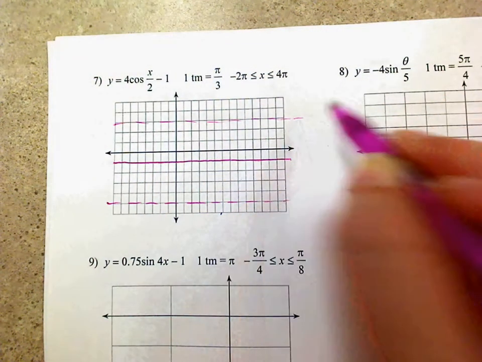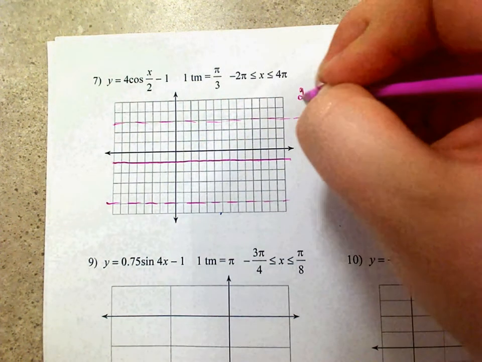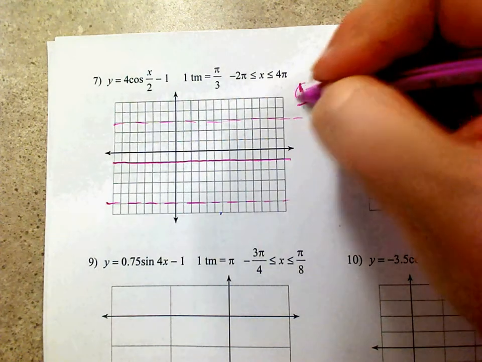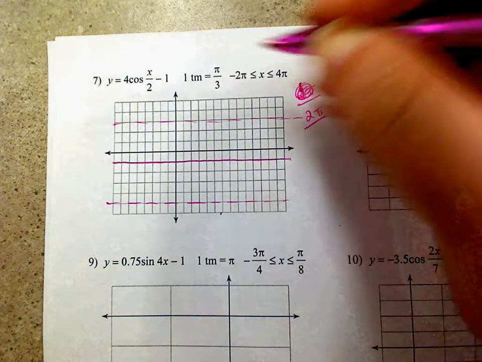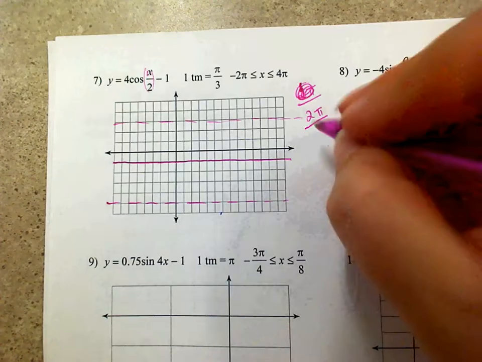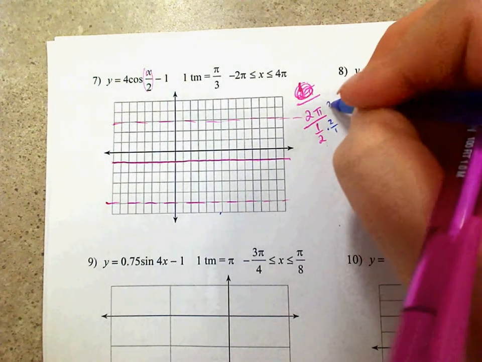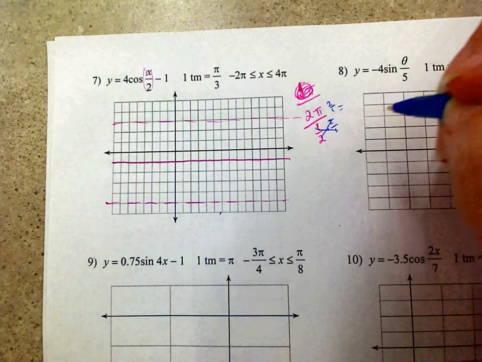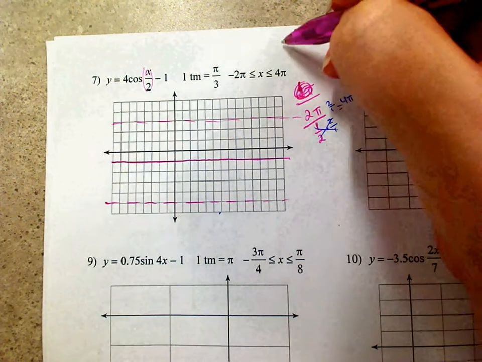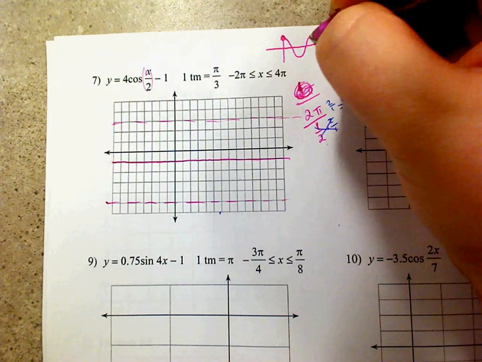I need to figure out the period. 2 pi divided by the number in front of x, which is, in this case, 1/2. And dividing by 1/2 is the same thing as multiplying by 2. So 2 pi times 2 is 4 pi. Okay, it's a cosine wave, and I know cosine waves start like this, and then they go back up to the top. And we're going to label that as 4 pi.